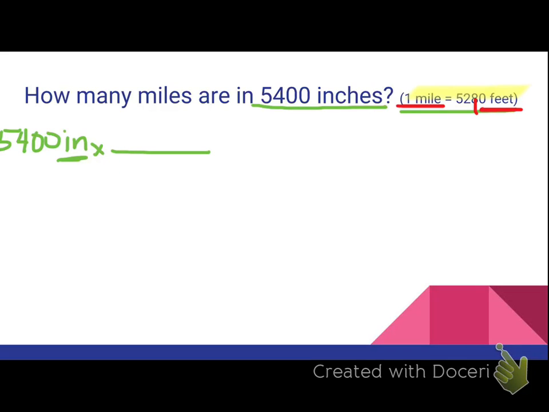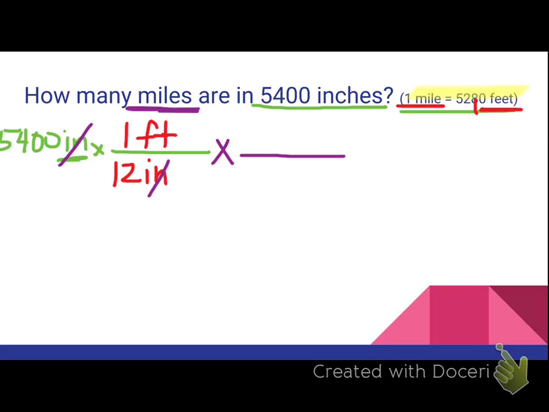Okay, so we know that there are 12 inches in 1 foot. So if you remember back to the last one, if I were to stop now, I would know how many feet there were in 5,400 inches, but that's not quite what we want. We want miles. So we're going to keep going. Now I can use this equivalent statement that was provided for me. 1 mile equals 5,280 feet.